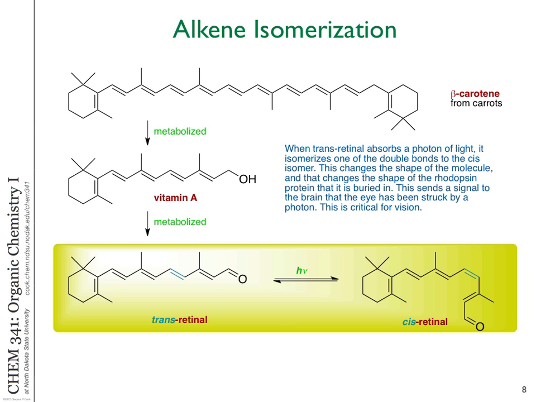Actually, I think I have a typo in that structure. There may be one more carbon missing here. There should be another double bond somewhere. Anyway, beta carotene is a molecule which has a lot of double bonds in it. These bonds are all conjugated. I use this term to refer to pi systems which alternate.